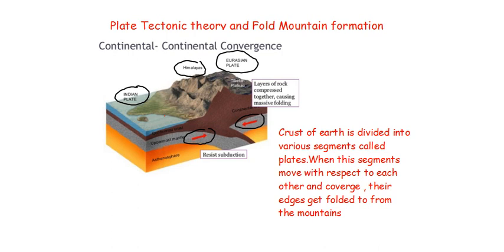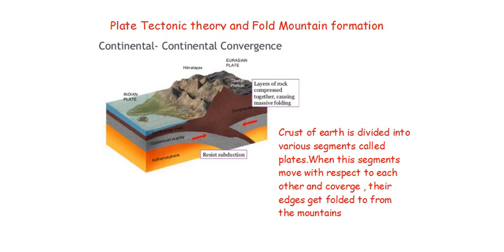All the major fold mountains of the world are located at the boundary of the two segments of the earth crust which are known as plates. And this boundary where two plates are coming and converging is known as a convergent plate boundary. So fold mountains are associated with convergent plate boundaries.